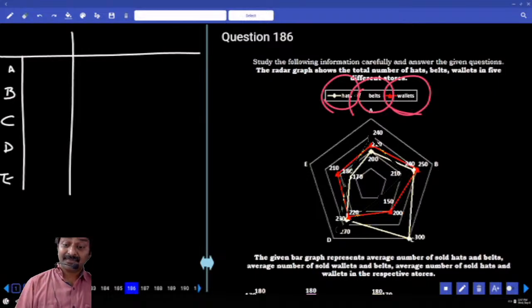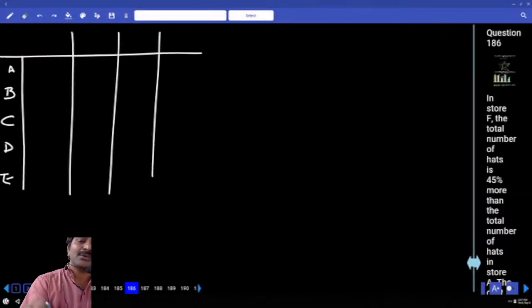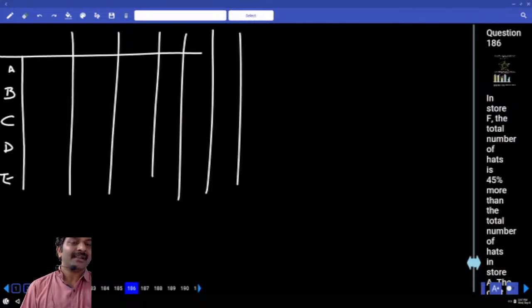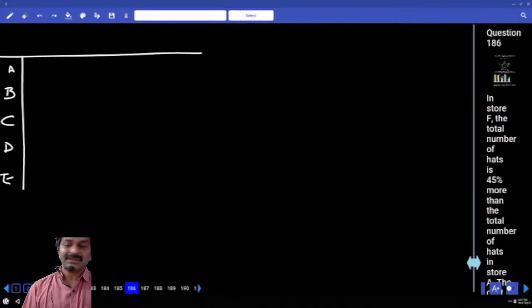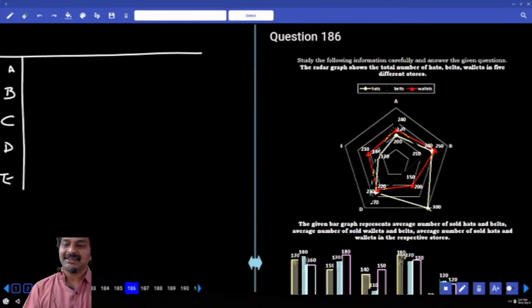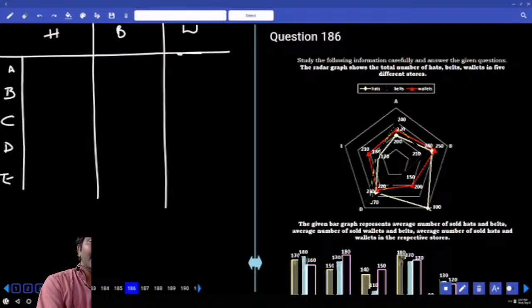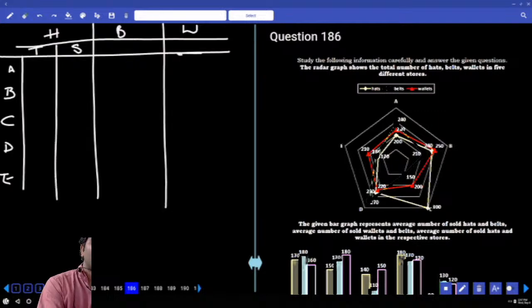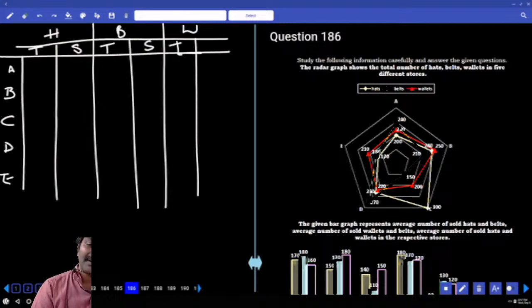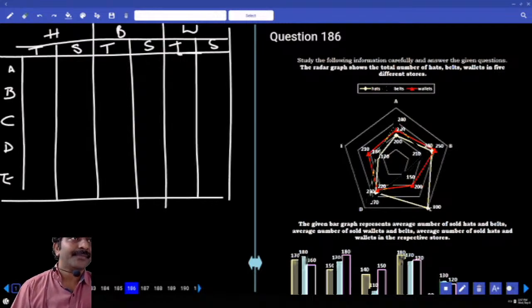3 threes, 3 threes, 1, 2, 3, 4, 5, 6, like that you need to write 9. So instead of that, what I want to do now is, because there are 3 major things, they are hats, then belts, and then wallets. First I will write total and then sold. The difference we can do later whenever it is really required. Is that okay? Yes or no?